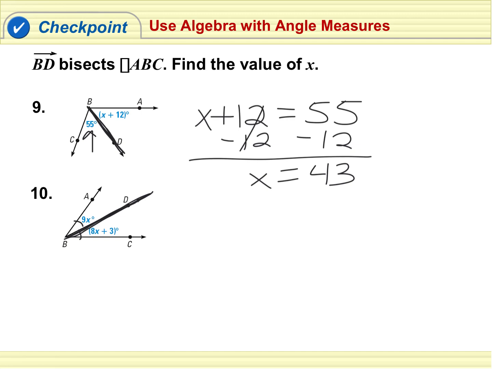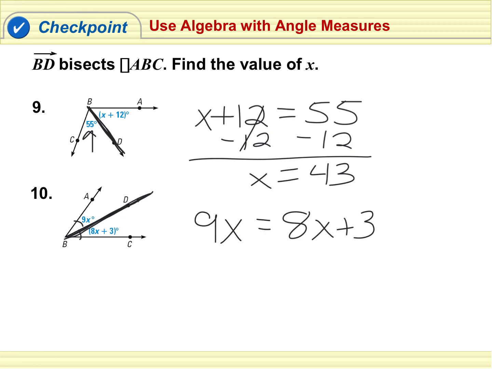So how do we find x? How do you set it up? Set up an equation. 9x equals 8x plus 3. Good. You know they're equal to each other, so just set those two angles equal to each other. So now just solve for x.